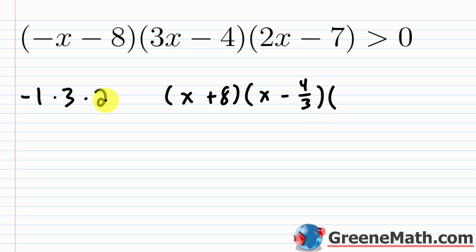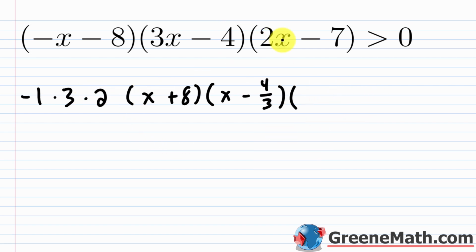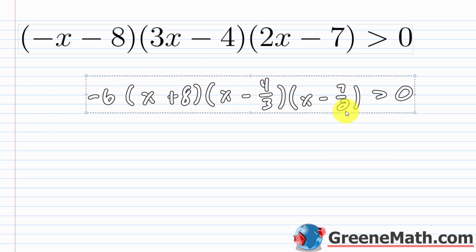And then here you're going to pull out a 2. Let me put times 2. And so let me slide this down. Essentially 2x divided by 2 is x. And then minus 7 divided by 2 is 7/2. So this is greater than 0. If you simplify here, -1 times 3 times 2, that's -6. So let me just write -6 like this. Let me bring this over like that.